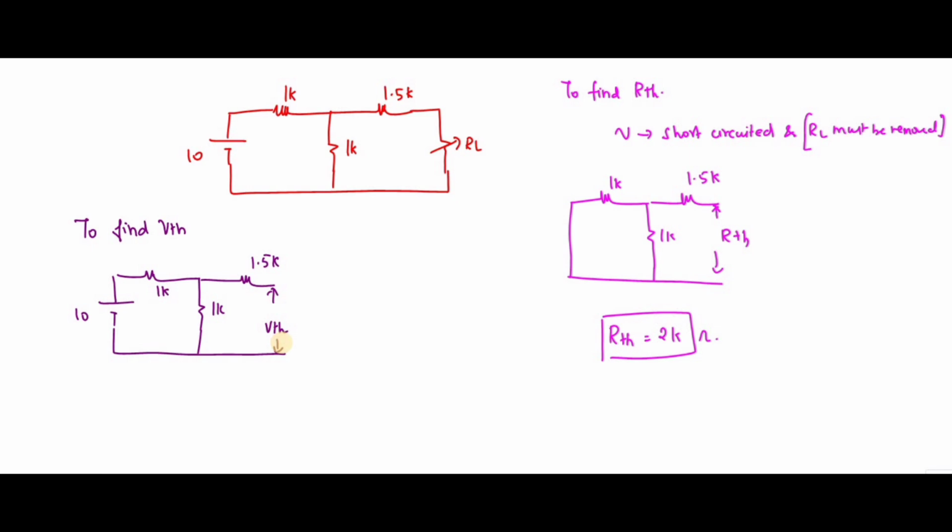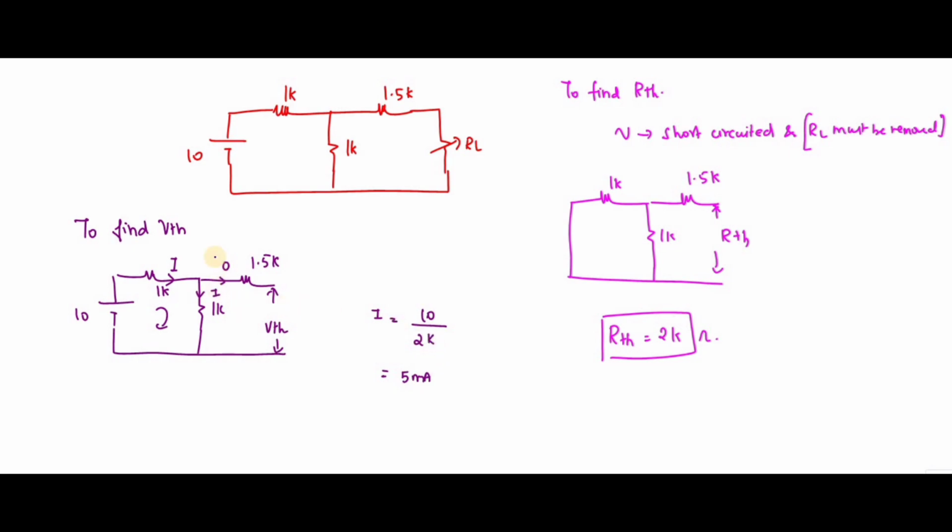So there is no use in connecting this resistor here, because the current flowing through this one is 0. Since it is open circuited, the current will not flow in the open circuit area. So all the current, that is I, will flow only through this resistance. I can write these two resistors are in series, so the resistance value is 2K. So I is 10 divided by 2K, that is 5 milliamps.